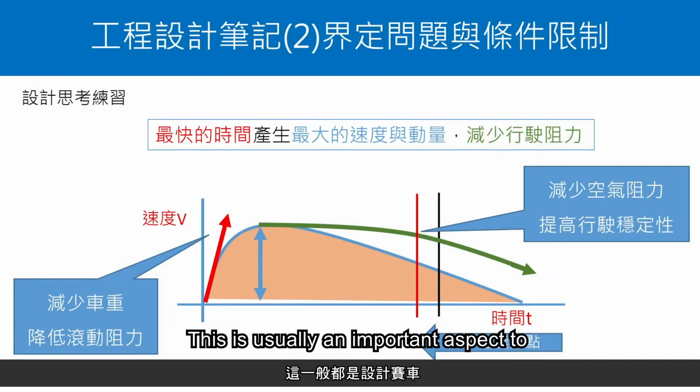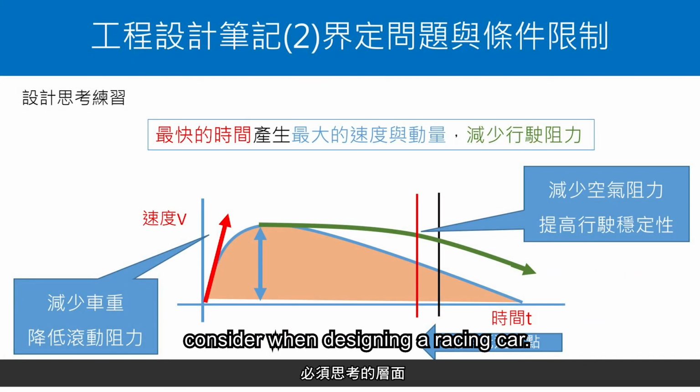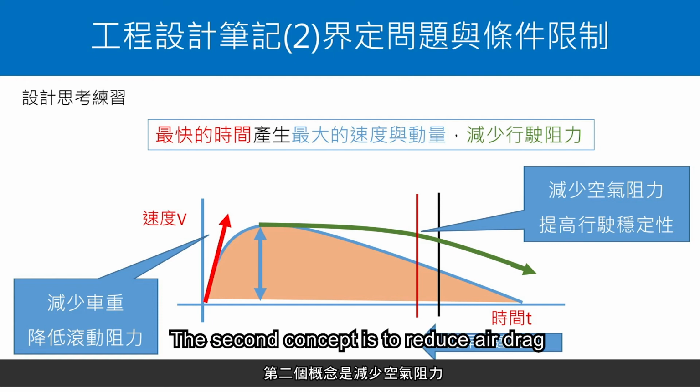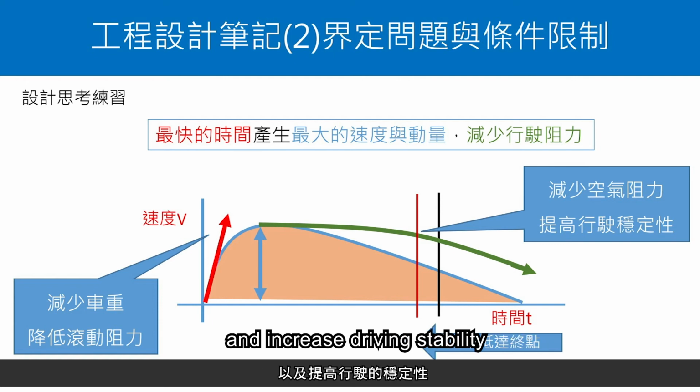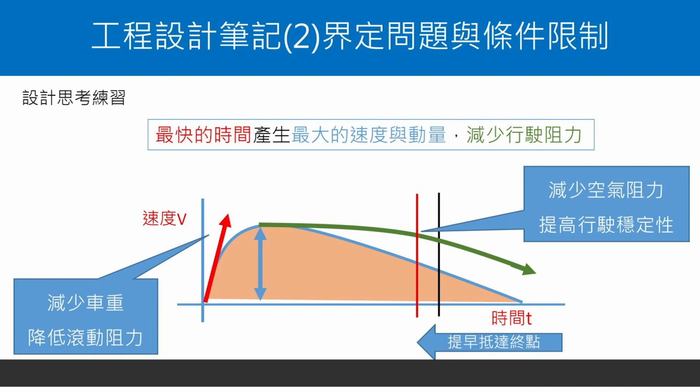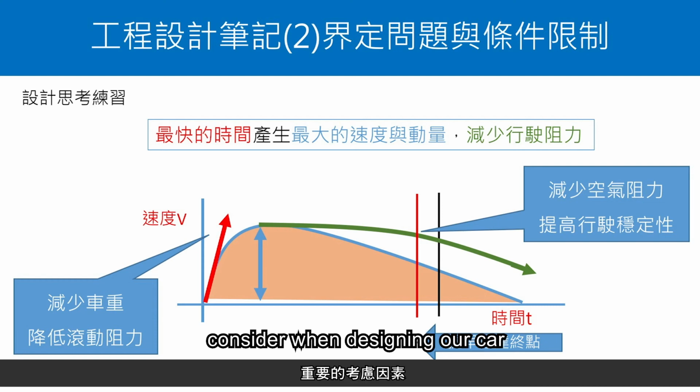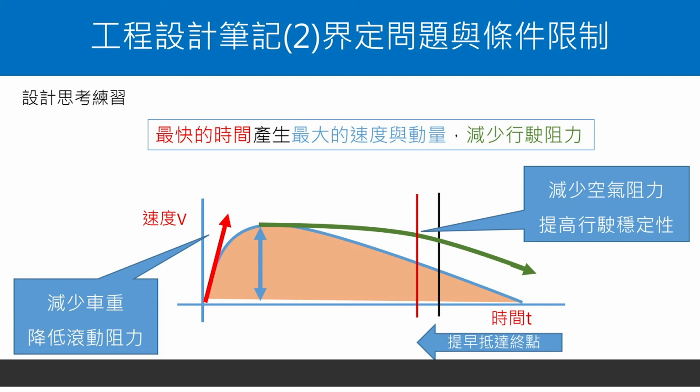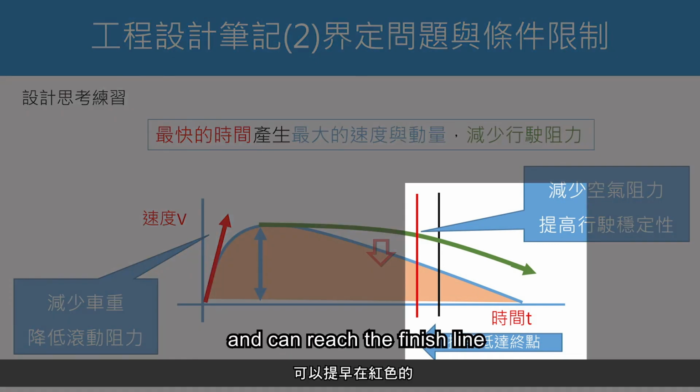This is usually an important aspect to consider when designing a racing car. The second concept is to reduce air drag and increase driving stability. These will be important factors to consider when designing our car. As speed increases, the increase in air drag will be considerable. So when designing our racing car, reducing air drag is extremely important. Relatively speaking, the degree of decline of this green curve will also be less and can reach the finish line at this red line sooner.